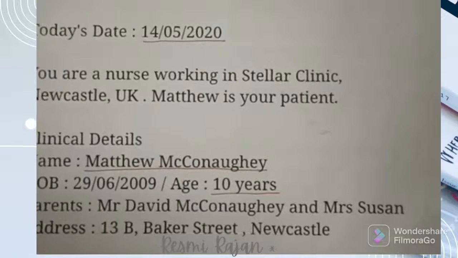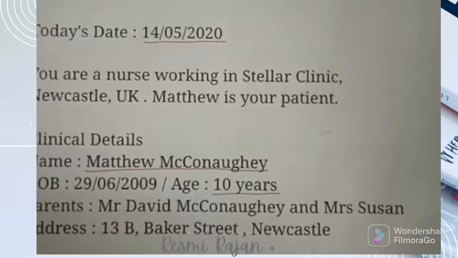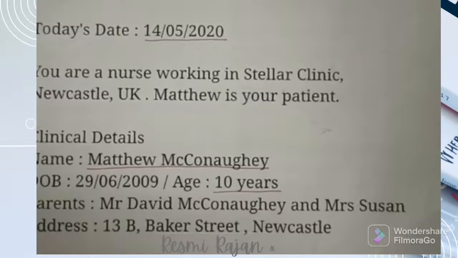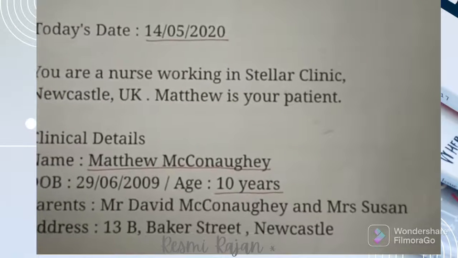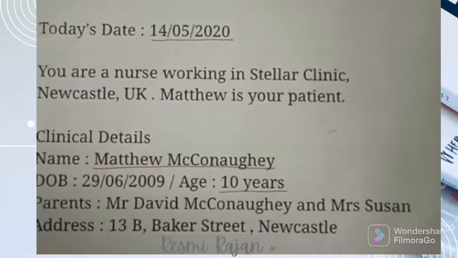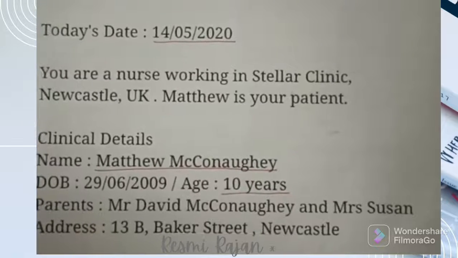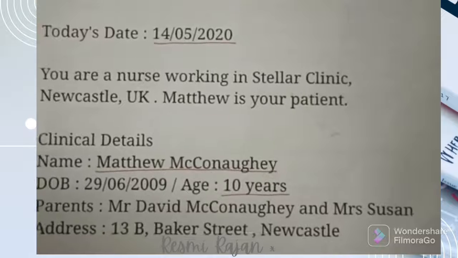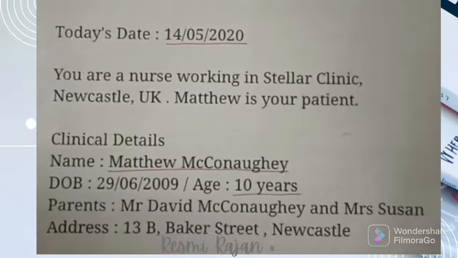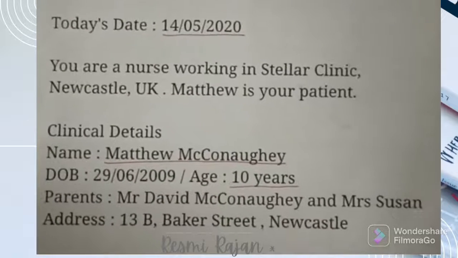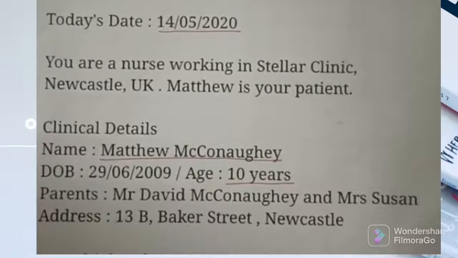Clinical details. Name of the patient is Mathew McConaughey. Date of birth is 29/6/2009. Age 10 years. Parents' name and address have been given. So here we need the full name of the patient, date of birth or age. So better you can take the patient's name and the age, 10 years.